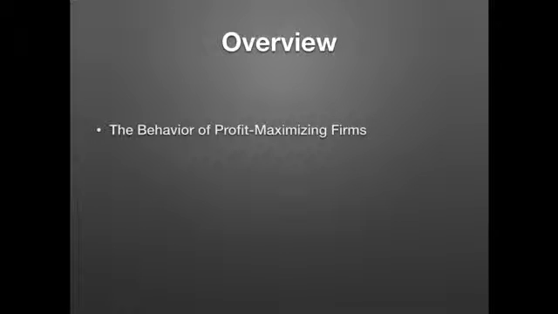When dealing with the behavior of profit-maximizing firms, remember the following: profit-maximizing firms in all industries must make 3 choices: how much output to supply, how to produce that output, and how much of each input to demand. Also, remember that profit equals total revenue minus total cost.